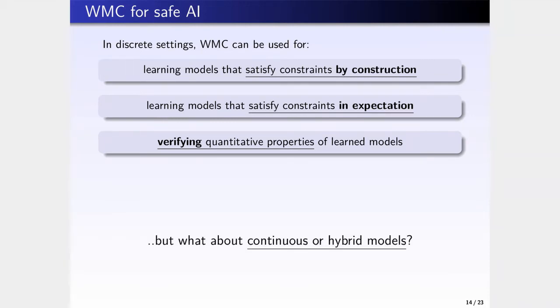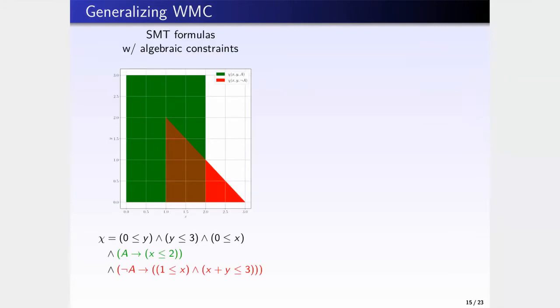Now, what about continuous hybrid models? I initially assumed that we don't care about those, but this is clearly wrong. And now I'm going to try to generalize what I've been telling you to this kind of hybrid or simply continuous models. In order to generalize weighted model counting, we first have to start generalizing the representation language, which in weighted model counting is propositional logic. Here I'm going to use satisfiability modulo theories with algebraic constraints, like the one you see here. And I'm going to focus on linear algebra for this presentation.